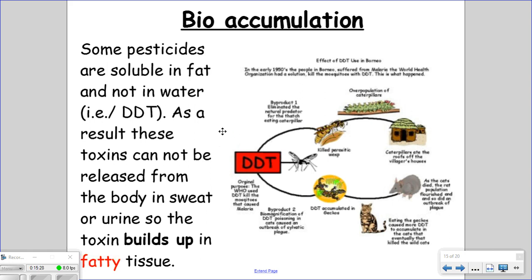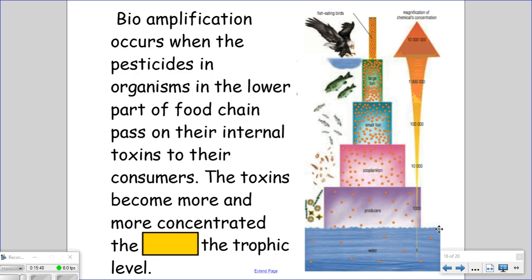So the body can't get rid of these toxins, it just builds up in the fatty tissue as they're exposed to it. And this can be passed on to other organisms that obtain their energy from that organism. So they not only get energy, but they also get toxins as well. So this process of bioamplification is something that occurs when pesticides in organisms in the lower part of the food chain pass on their internal toxins to their consumers.